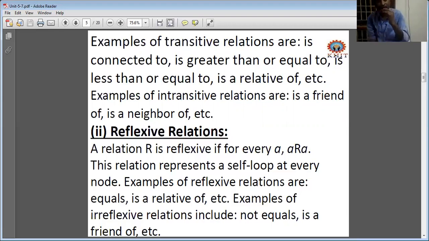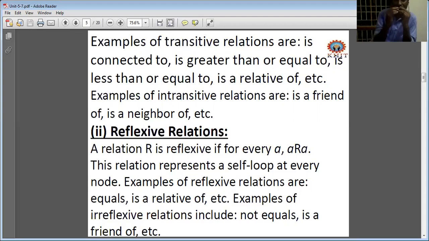That means if you want a transitive relation, then you can take is connected to, is greater than or equal to, is less than or equal to, is a relative of, etc. In an intransitive relation, there is no transitivity. At that time, you can take is a friend of, is a neighbor of, etc.